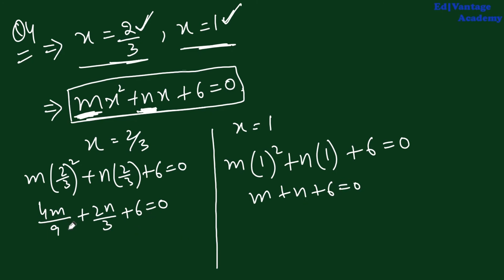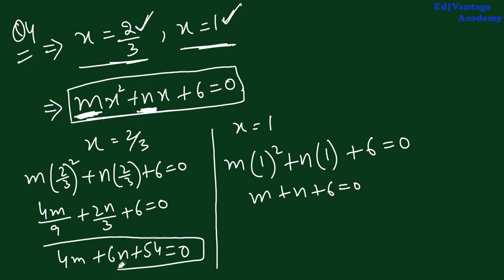We need to take the LCM here to simplify it. It will come as 4m plus 6n plus 54, and the LCM will be 9, is equal to 0. 9 can go there, it's in division, it will become multiplication with 0 and it will become 0. So we can say this will be our equation. If you simplify the above one, take the LCM and all, the denominator will go to the right side, because here you can't take 9 or 3 to the other side, because 9 is not for the full RHS, 3 is not for all the terms in RHS, so you can't take it to the other side as multiplication.